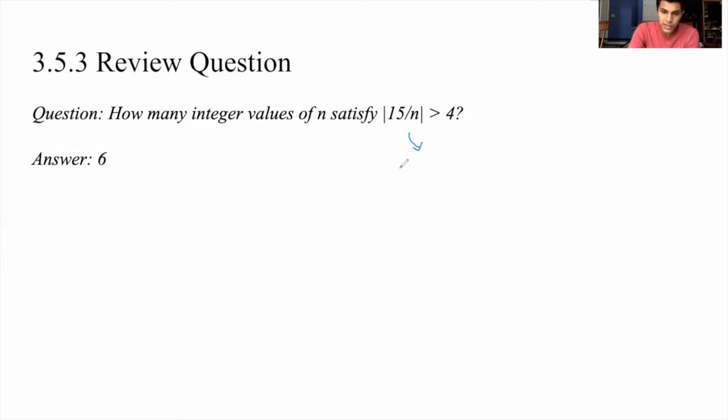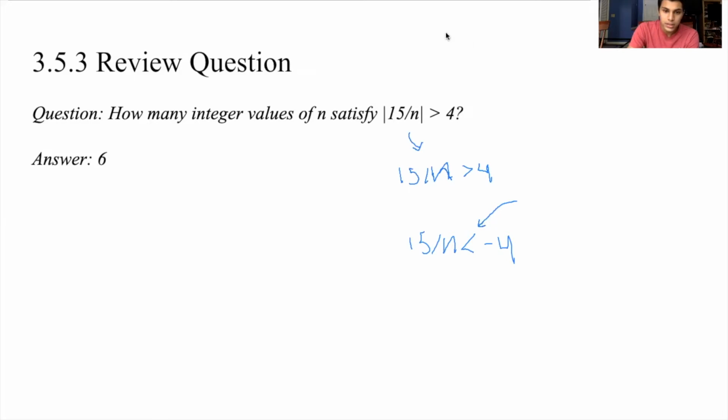So first, what I need to do is write out my first inequality, which is 15 over n is greater than 4. And that's just simple because all you have to do is remove the absolute value signs and it will stay true, assuming that this is a positive number. All right, the next inequality is a little bit more difficult. So the next inequality goes like this: 15 over n is less than -4. And remember, you turn this number negative, but because of that, you also have to flip this sign.